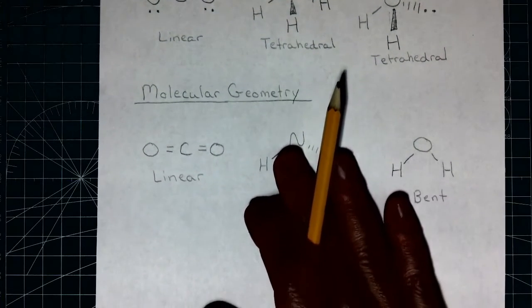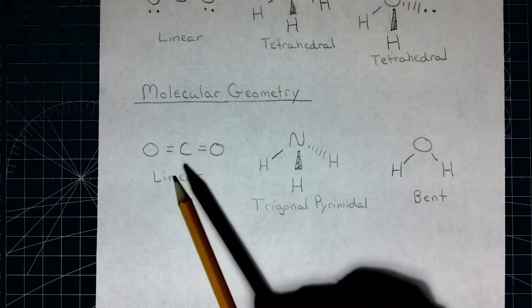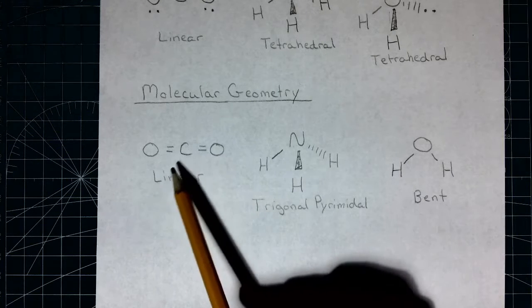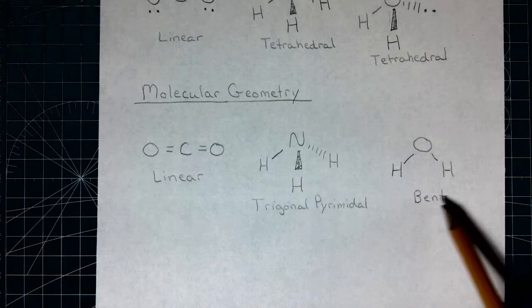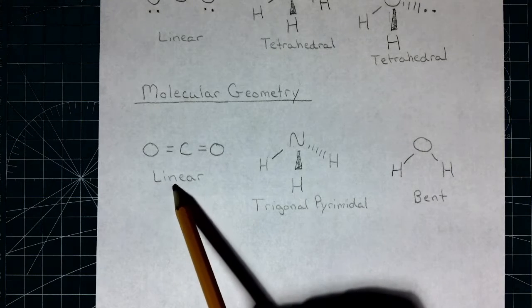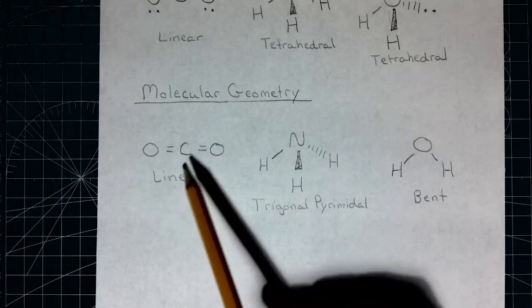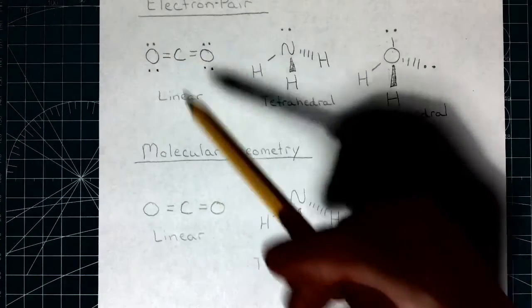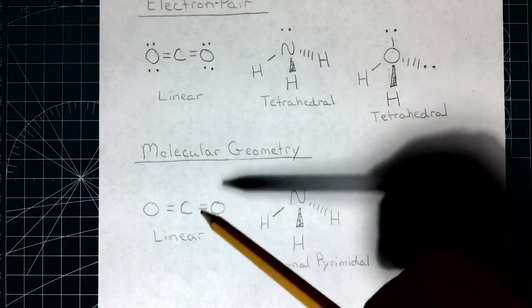Whereas in the molecular geometry, we don't draw out those lone pairs. Instead, we just assume that they are there, and that's what's giving them the shape that they have, and they tend to look a little different. So here, when we have no lone pairs around the center, the electron pair geometry is equivalent to the molecular geometry. We get linear in both cases.